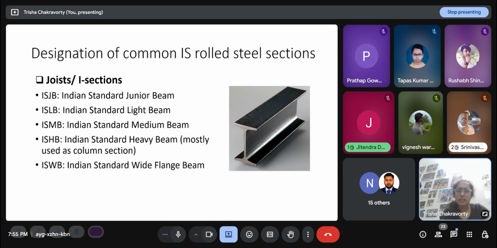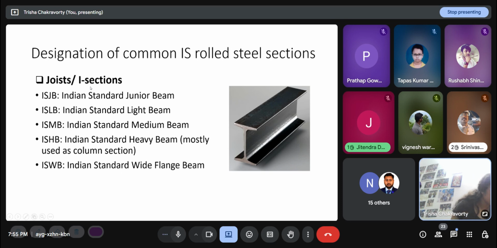Designations of common IS rolled steel sections. Okay, sorry, I said IS 200, it's ISMB 200. So the common ones, these are the I sections. ISJB is Indian Standard Junior Beam, ISLB Indian Standard Light Beam, ISMB is the most common one, Indian Standard Medium Beam. But now these are all just nomenclature. So in that SP6 code, you'll see.